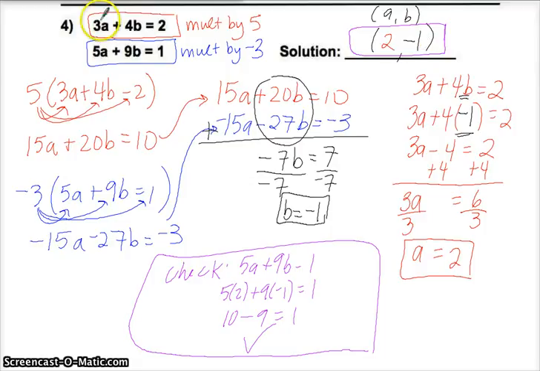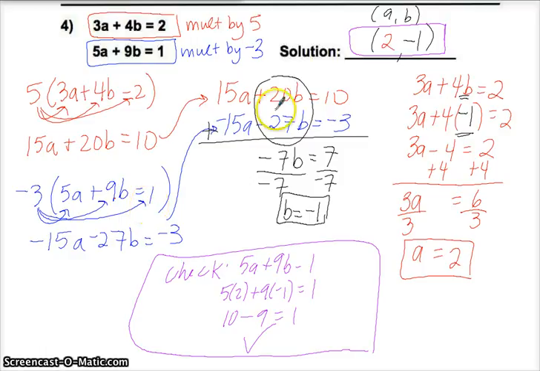So notice all of these A's were both positive, the B's were both positive, so we were going to have to multiply one of these rows by a negative number to get something to cancel. So I chose to multiply my first row by 5 to get a 15A here, and multiply my second row by -3, so I'd get a -15A, so my A's would be the ones eliminated. So I multiplied by 5, I distributed to get 15A plus 10B equals 10, and then here I multiplied by -3 to get -15A minus 27B equals -3.